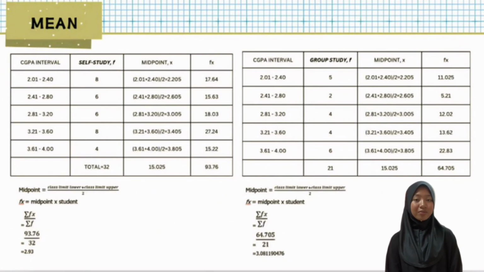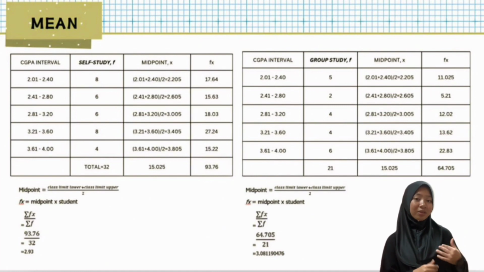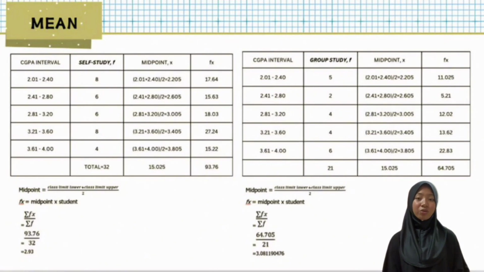After that, to calculate the mean of group study, it is 94.705 divided by 21. So, the answer is 3.081190476. Based on the table above, the mean of group study is higher than self-study. So, group study performs better than self-study.